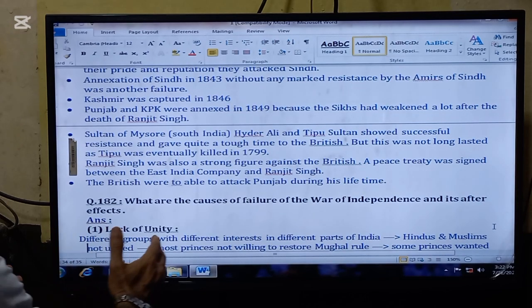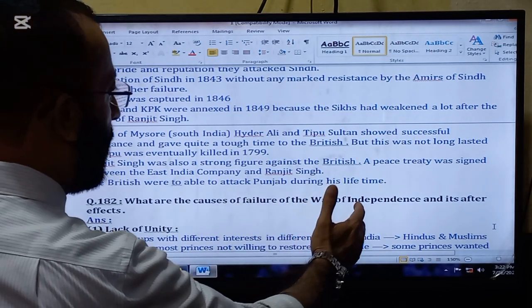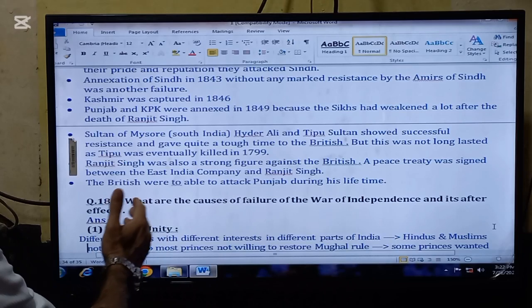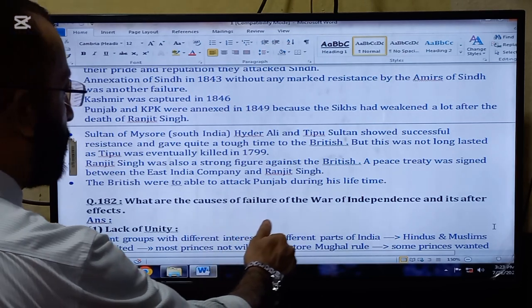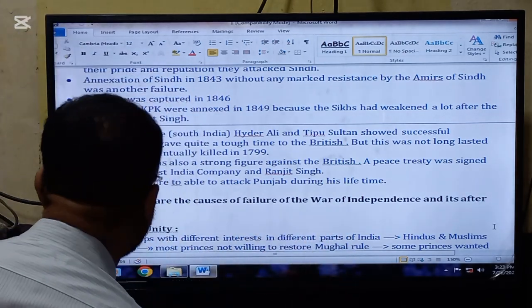Ranjit Singh was also a strong figure against the British. A peace treaty was signed between the East India Company and Ranjit Singh. The British were not able to attack Punjab during his lifetime.